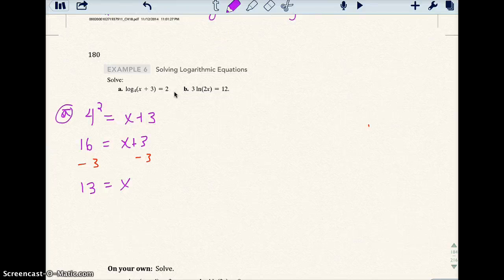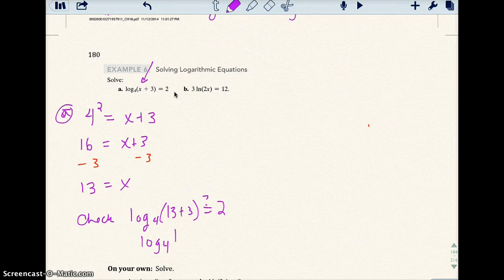Now we're going to check it. I put 13 into here. I get log base 4 of 13 plus 3. Does that equal 2? Is log base 4 of 16 equal to 2? And the answer is yes. 4 to the second power equals 16. Yes, it does check is the answer.